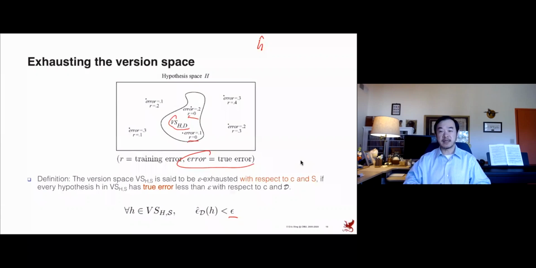How good is the version space? Does it contain a lot of hypotheses which have a large error? In that case, we may want to choose a different H so that the version space behaves better. But if the version space has a very small true error bound, then we can hope that one of them will be very good.